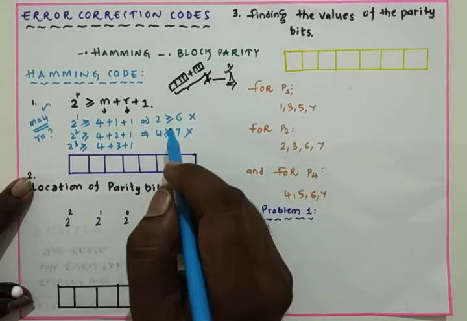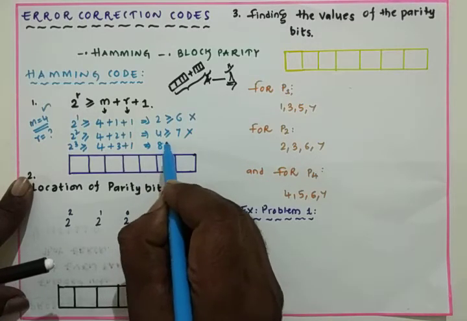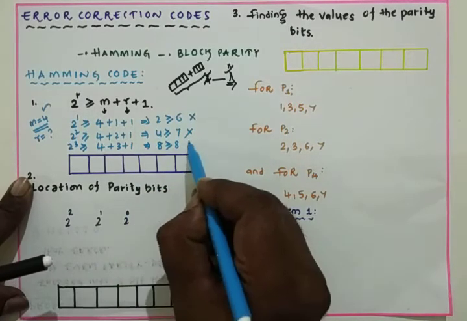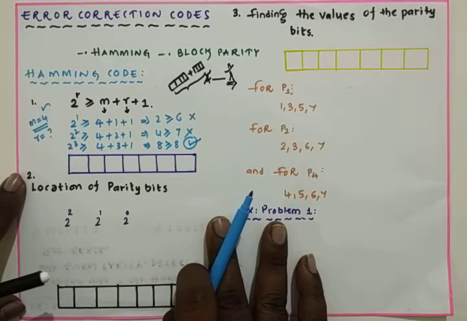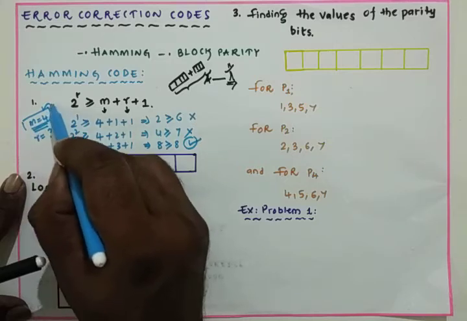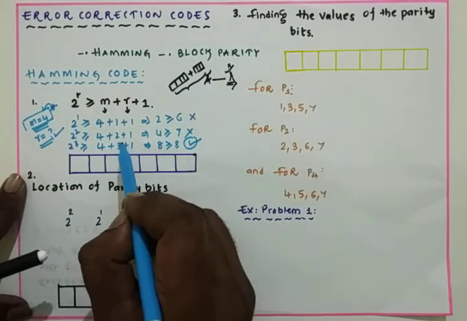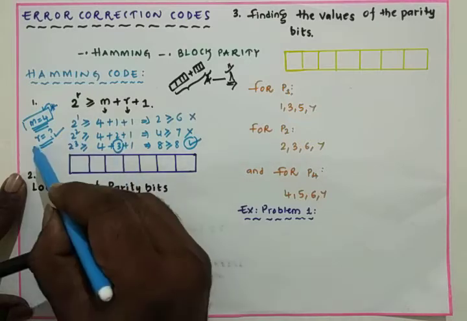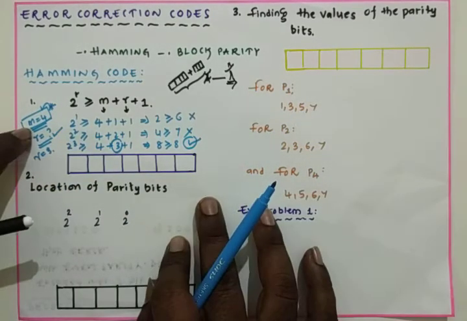So how many can we have? Here 2 to the power of r is greater than or equal to 8, and so we can have that. That means from this equation we can conclude that if the number of bits in the data is 4, then we have to add 3 parity bits, that is r is equal to 3. Here m is equal to 4.